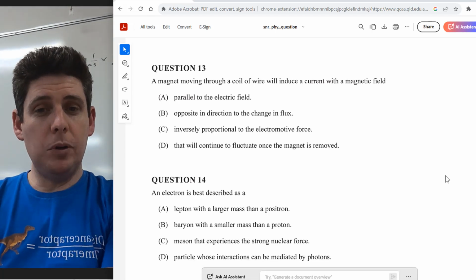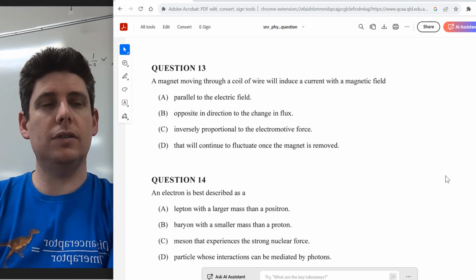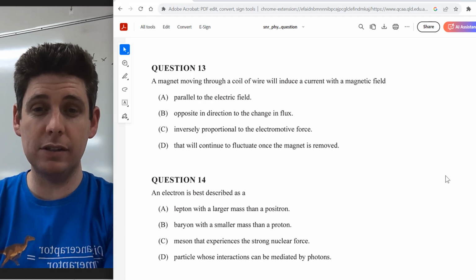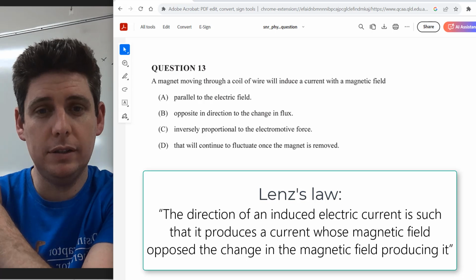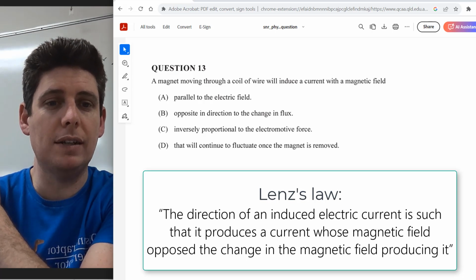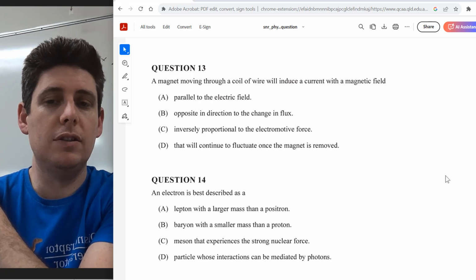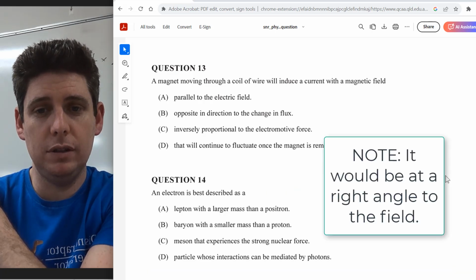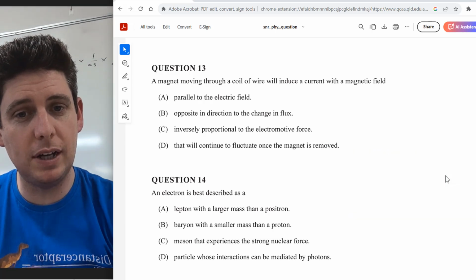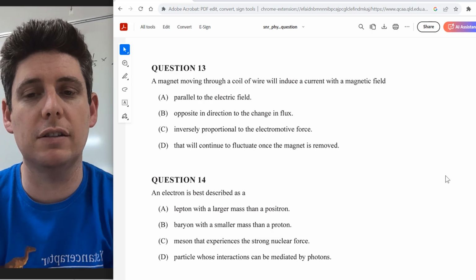Question 13, a magnet moving through a coil of wire. So this should immediately bring to the front of your mind Lenz's law. This is helpful in this. So moving through wire will induce a current with a magnetic field. It's not parallel to the electric field. It opposes it, so it's opposite in the direction to the change in flux.